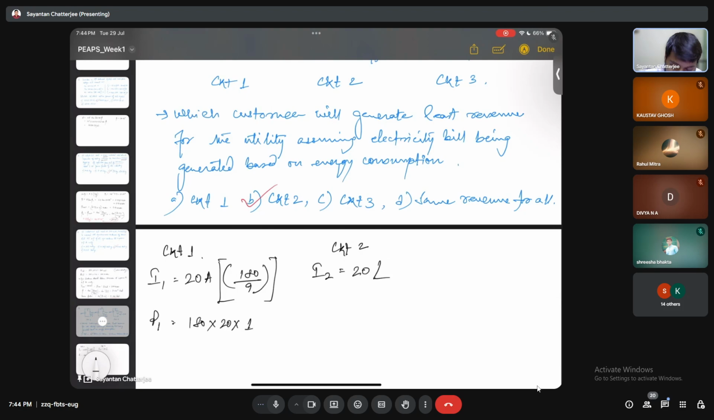Anybody calculating? Okay, let's see. 41.4. Then this will be minus 41.4. The current will lag. Accordingly, the power factor, which gives real power consumption, will be 180 into 20 angle minus 41. Okay, let's do it in this way.